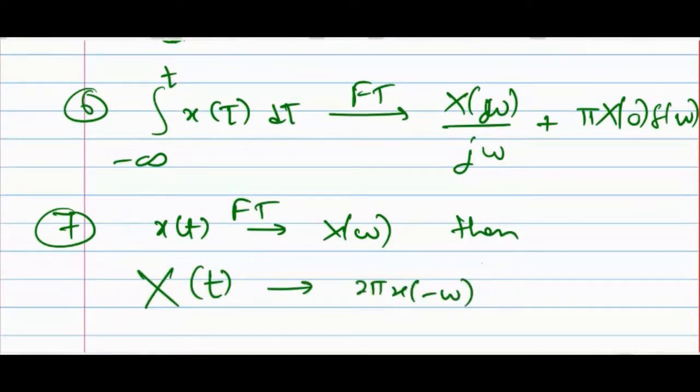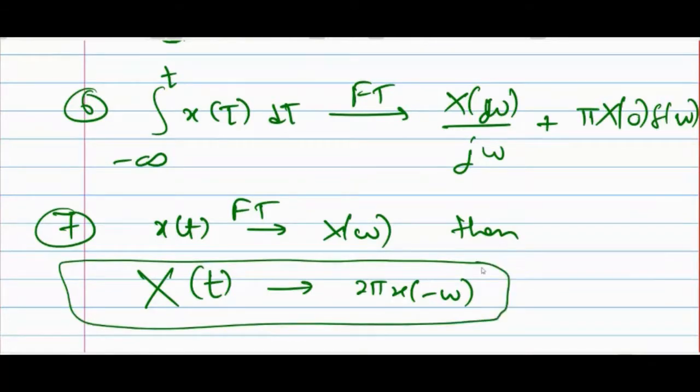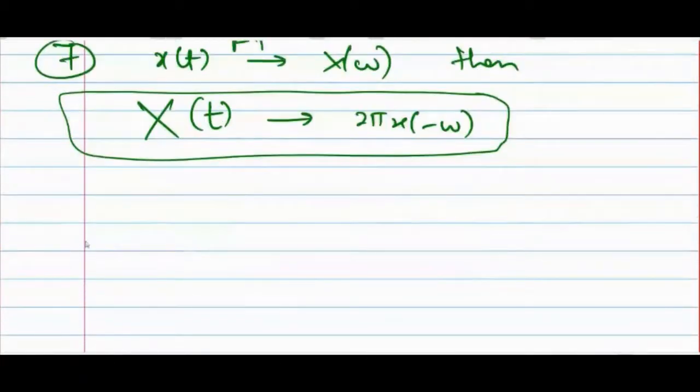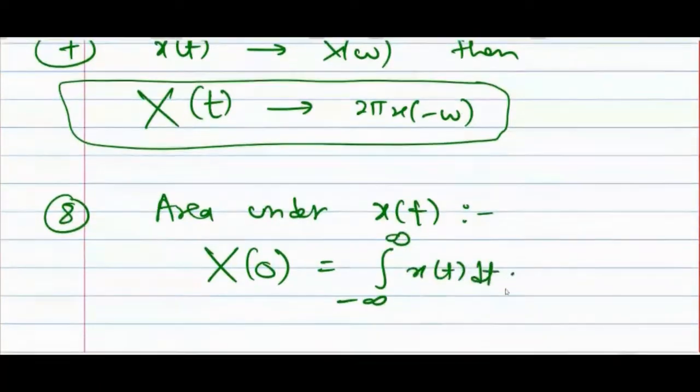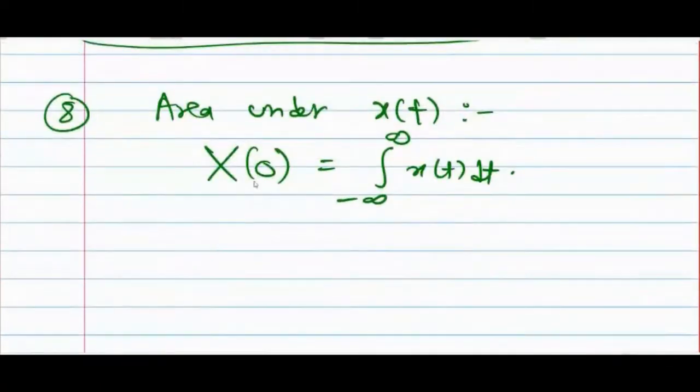ये हम इससे बहुत सारे न्यूमेरिकल्स सॉल्व करेंगे. Then 8, area under x of t. So capital X of 0 equal to integration minus infinity to infinity x of t dt. Fourier transform at origin will give you the area under x of t. Fourier transform at origin is equal to area under the time domain signal.